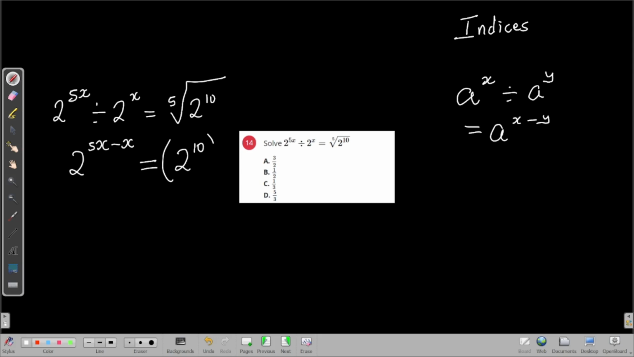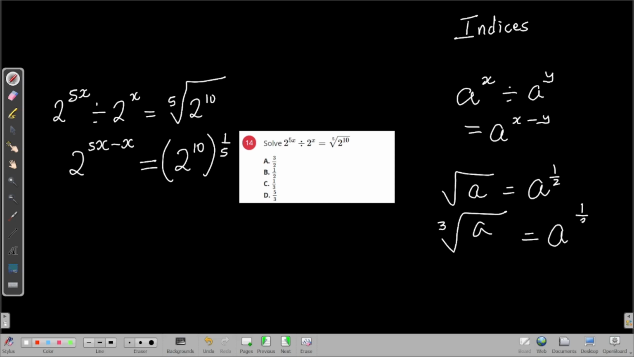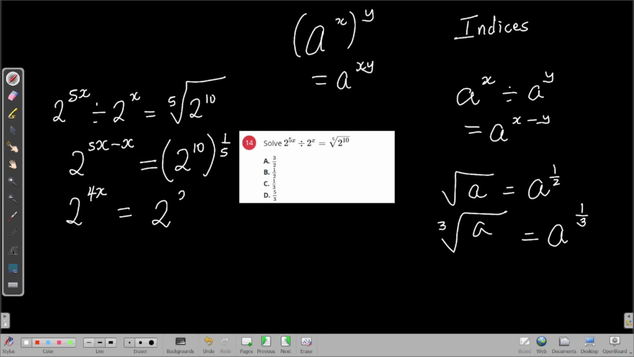5th root, you can also write it as raised to the power 1 over 5. It's the same way the square root of a is equal to a raised to the power 1 over 2, and the cube root of a is equal to a raised to the power 1 over 3. So that's 1 over 5. So this is 2 raised to the power 4x is equal to 2 raised to the power 10 times 1 over 5. You multiply them together when you have two powers like that. a raised to the power x raised to the power y is equal to a raised to the power xy. So you multiply them together, and that's 2.